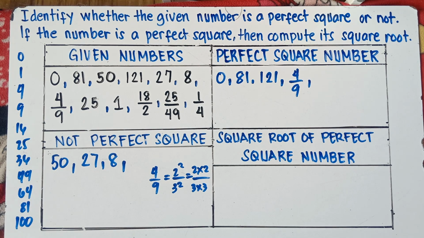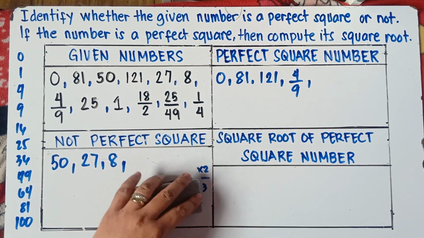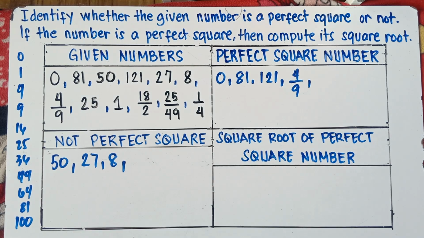How about 25, class? Is 25 a perfect square? Yup, 25 is a perfect square because 5 times 5, that is 25.